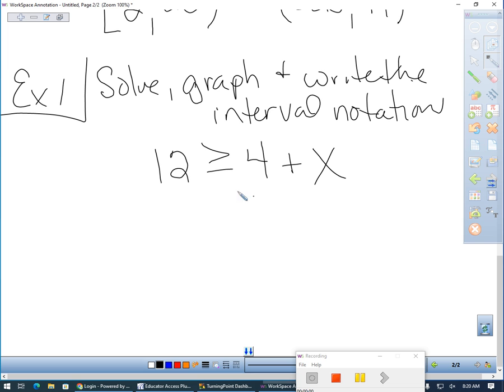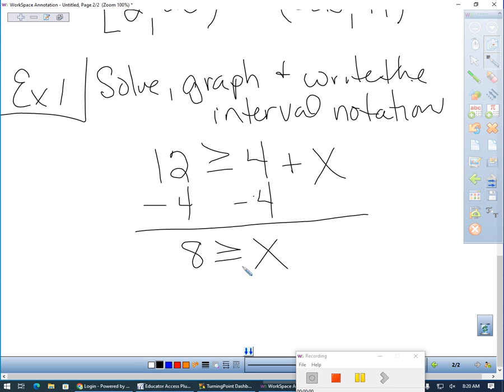Okay, we got to subtract the 4, I agree. Subtract 4 from both sides. So 12 minus 4 is 8. I still have this inequality sign, and on this side I have x. Well, remember what I said is we want to write our x on the left. So we're going to kind of flip this, right? So I have x, and my inequality sign, the small point, is on the x, so that's the direction it has to go, and then 8.